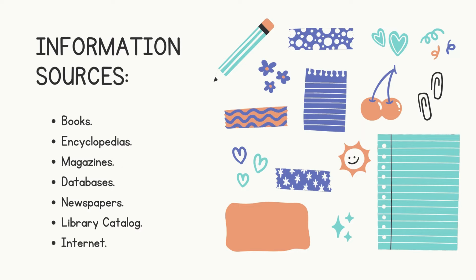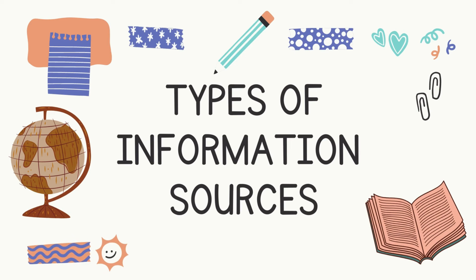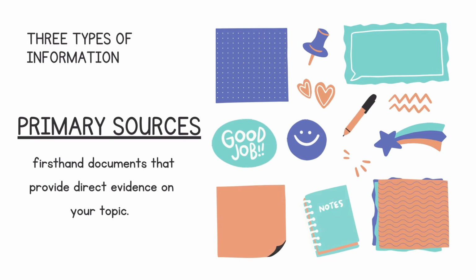Here are some examples of information sources: books, encyclopedias, magazines, databases, newspapers, library catalog, and internet. Now, what are the types of information sources? The first one is the primary sources. These sources are first-hand documents that provide direct evidence on your topic. You can rely on this source because it is raw evidence from the author.